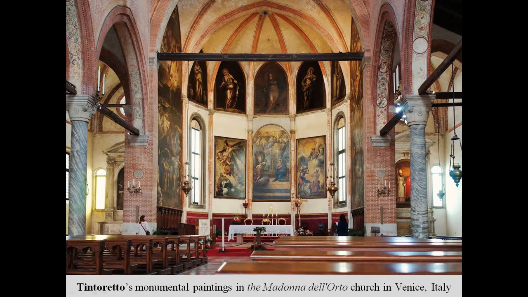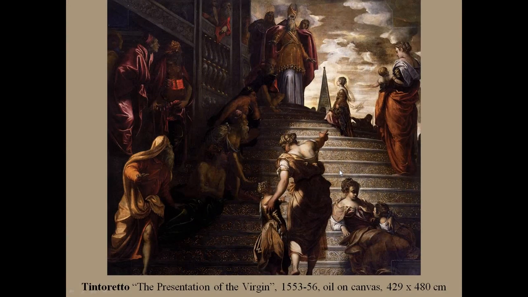Here are Tintoretto's monumental paintings in Madonna dell'Orto Church in Venice in Italy. Also the altarpiece, it's what I was talking about before, so its altar is totally opened. So we can't enter this space, of course, in a Catholic church also, but we can see it. The composition here is the Presentation of the Virgin.